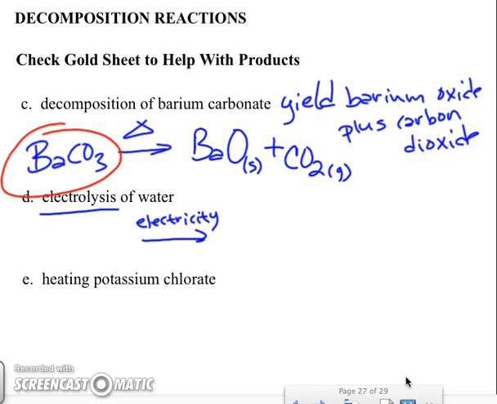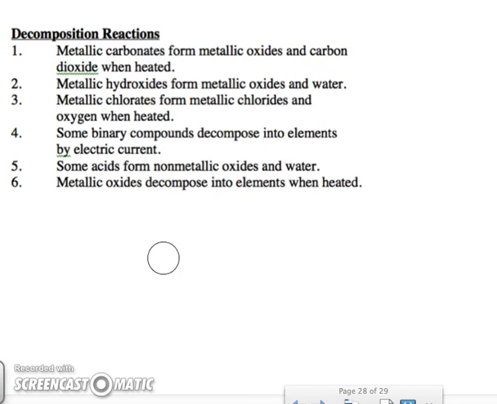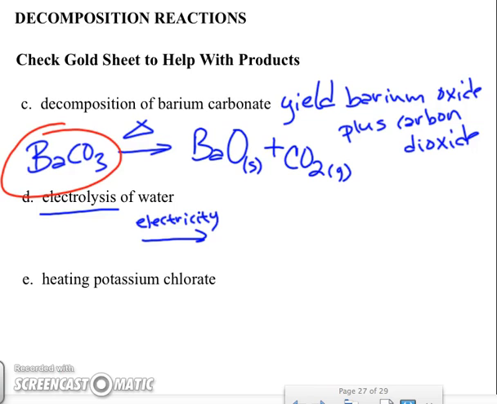Let's check the gold sheet to see who the predicted products are. Electrolysis of water. Water would fit under rule number 4. Some binary compounds decompose into elements by electric current. So electrolysis of water would yield the elements that make up the binary compound. Hydrogen plus oxygen.